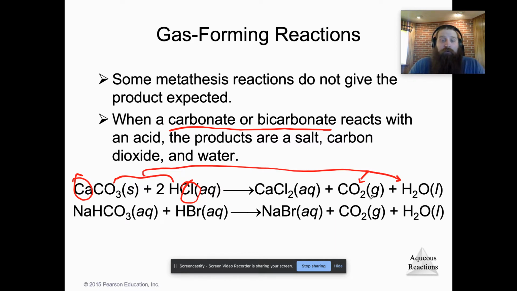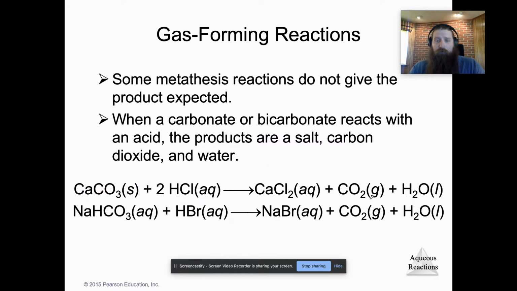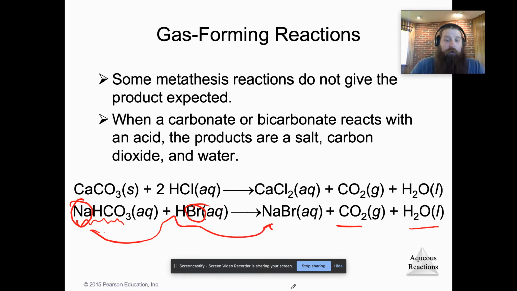So something to add to our knowledge base, right? We have double displacement reactions, we have single displacement reactions, we also have gas-forming reactions. Gas-forming reactions look like double displacement, but we'll spot them because we'll see I have a carbonate or I have a bicarbonate. This is sodium bicarbonate right there, this baking soda. And again, I'm going to get CO2 and water, and my metal and my non-metal are going to make the salt. Okay, so those are our gas-forming reactions. We'll add that to our list.